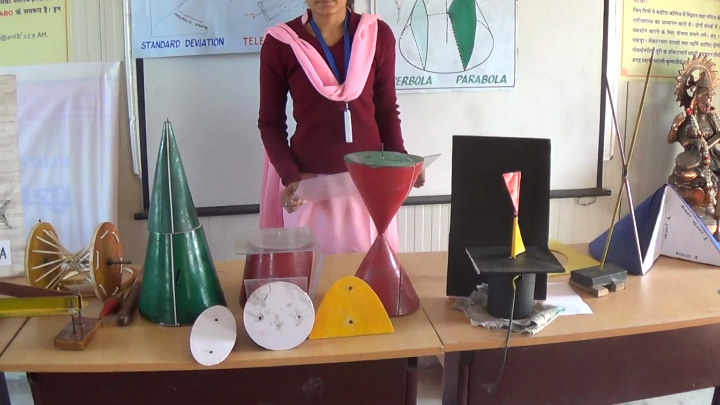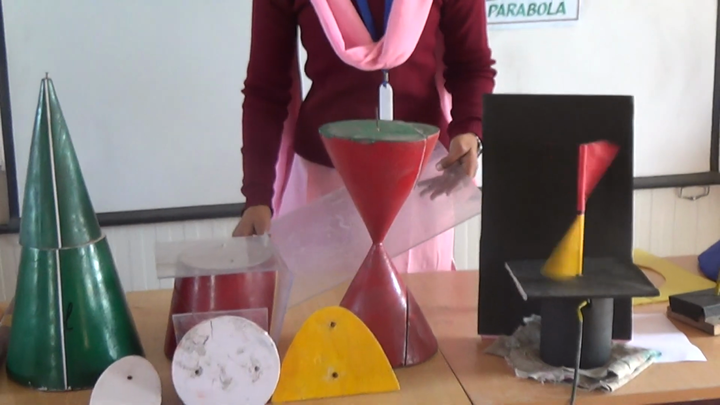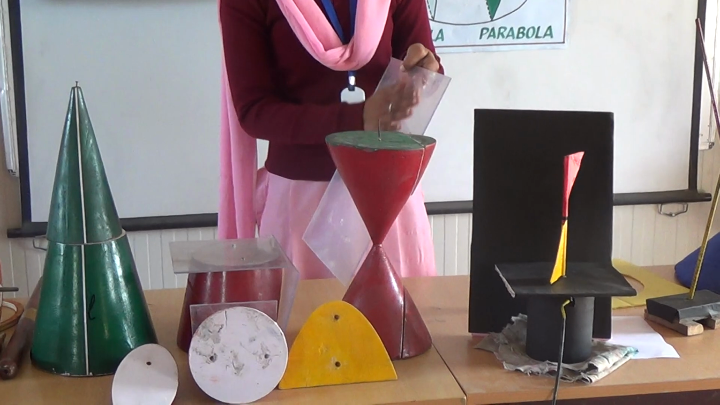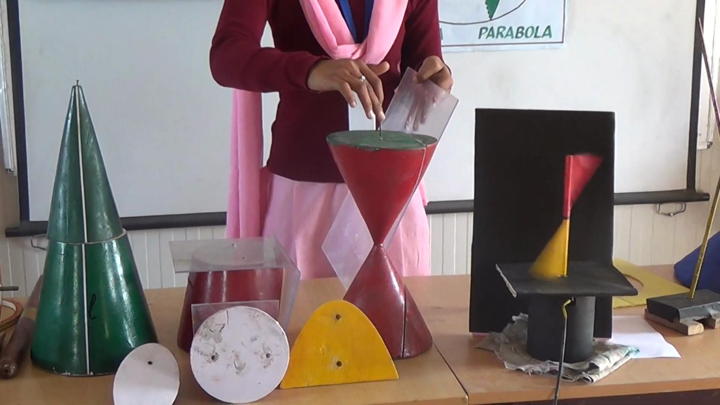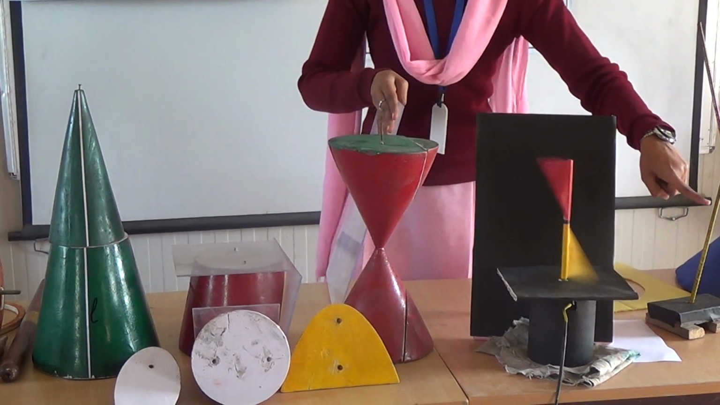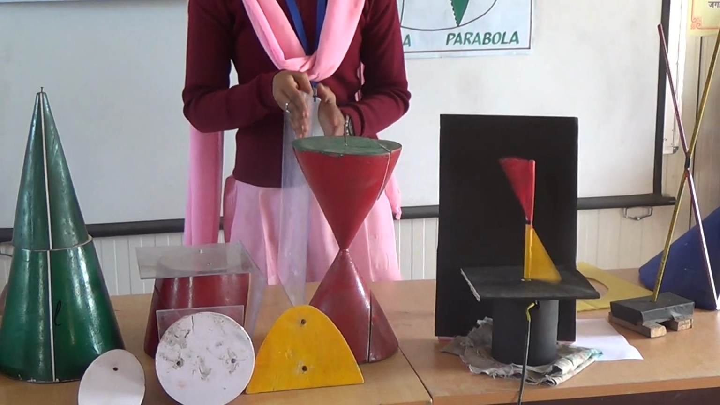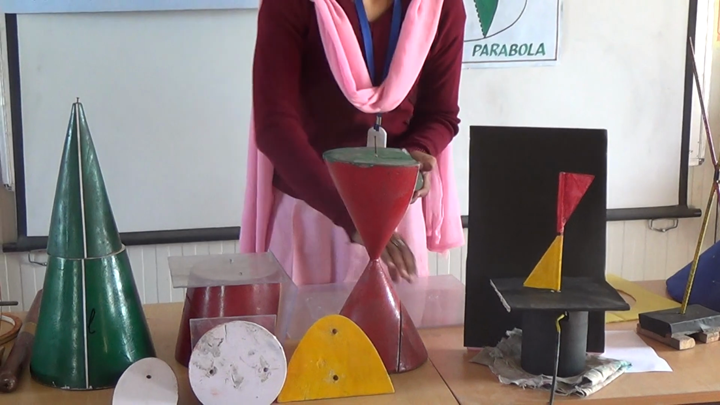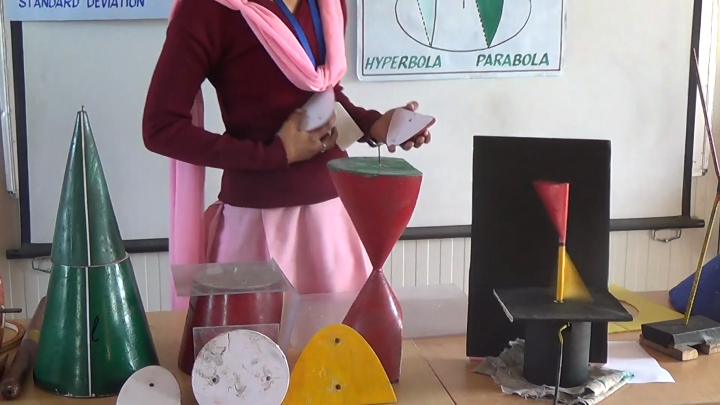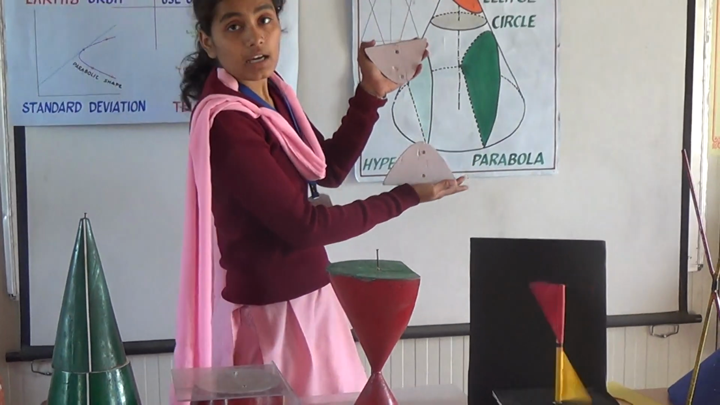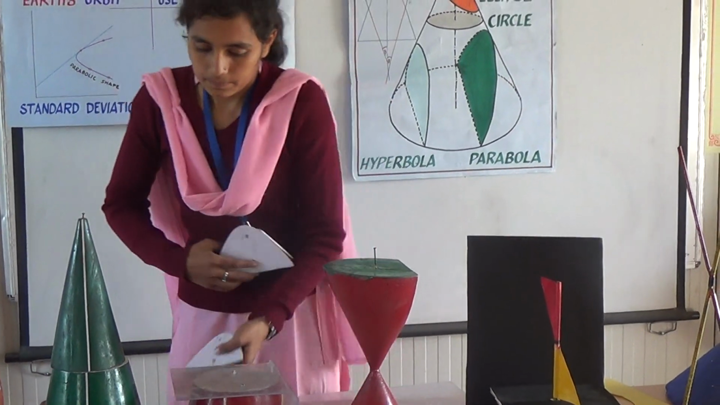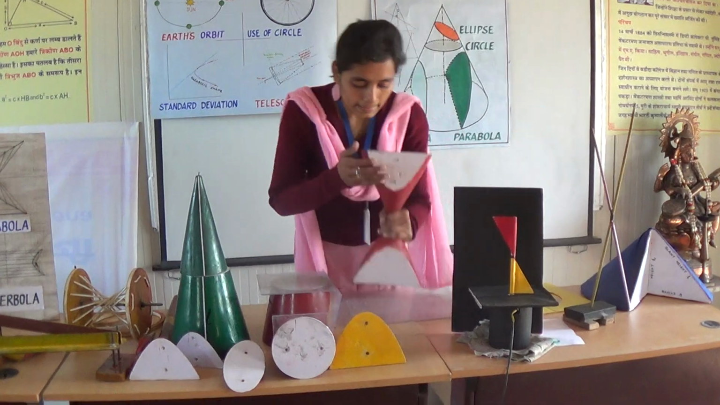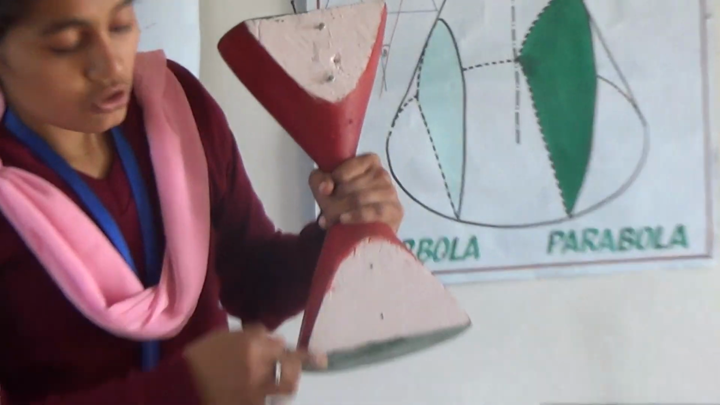Now we define the hyperbola. When a plane intersects the double right circular cone in such a way that the angle between the plane and the axis is smaller than the vertex angle, we get two open curves called a hyperbola. These two curves are a hyperbola. And these two curves are also hyperbolas.